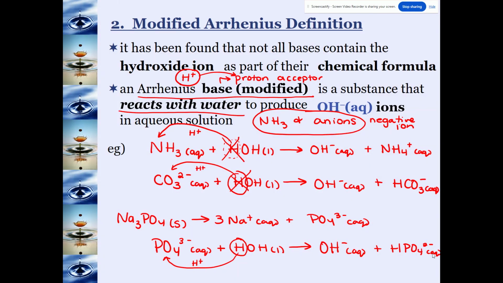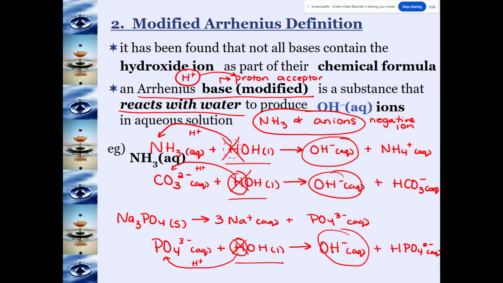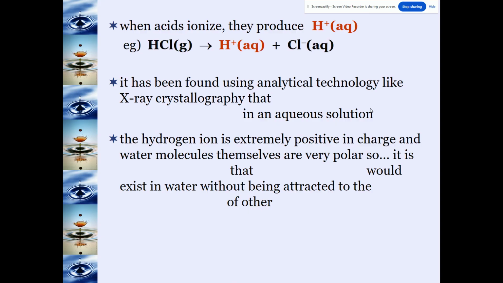So, modified Arrhenius bases produce hydroxide ions like an original Arrhenius base, but they do so by reacting with water. That's the key thing. They are reacting with water to take a hydrogen away from water, leaving water as a hydroxide ion. So again, if you're asked to identify a modified Arrhenius base, it would be either ammonia or an anion, a negatively charged ion.